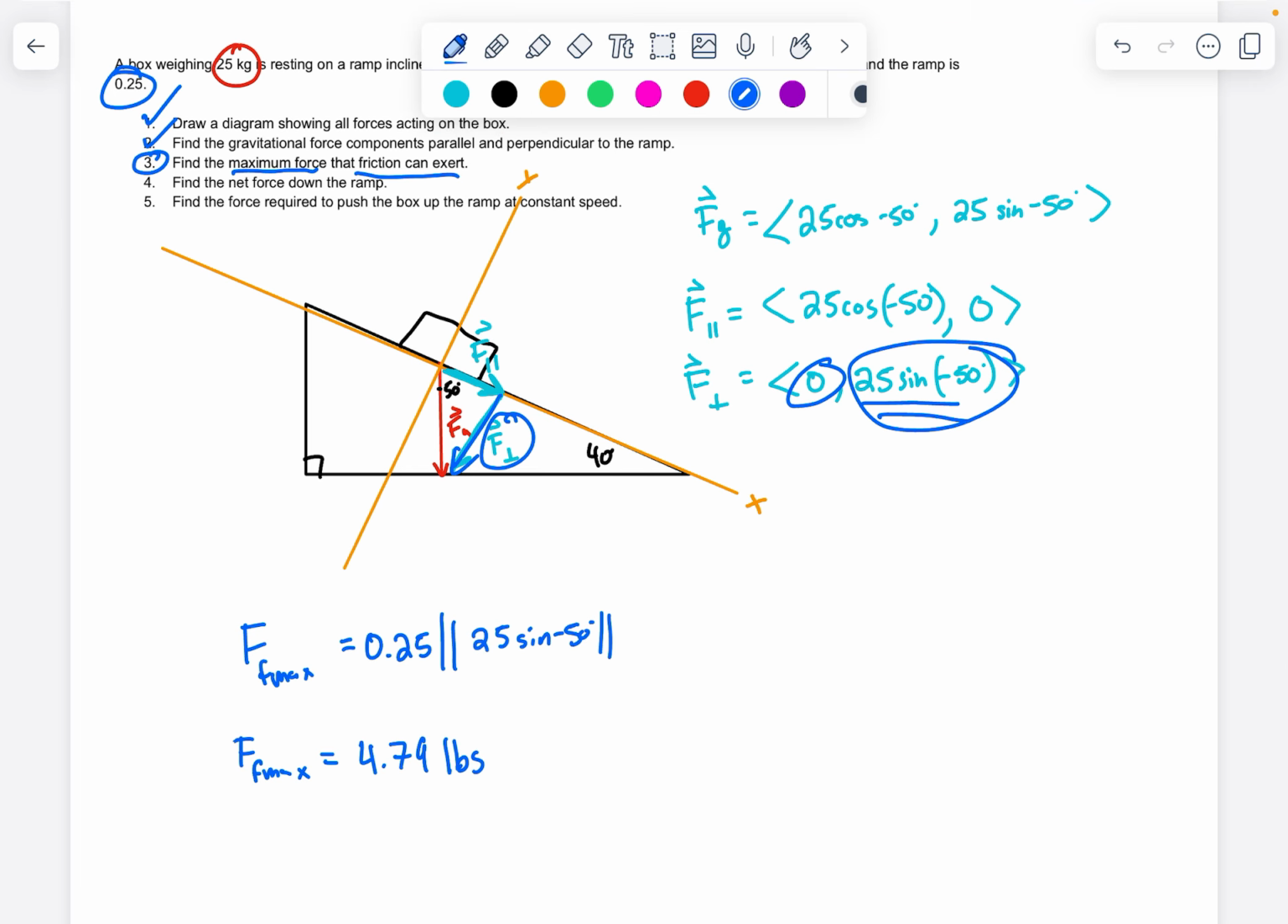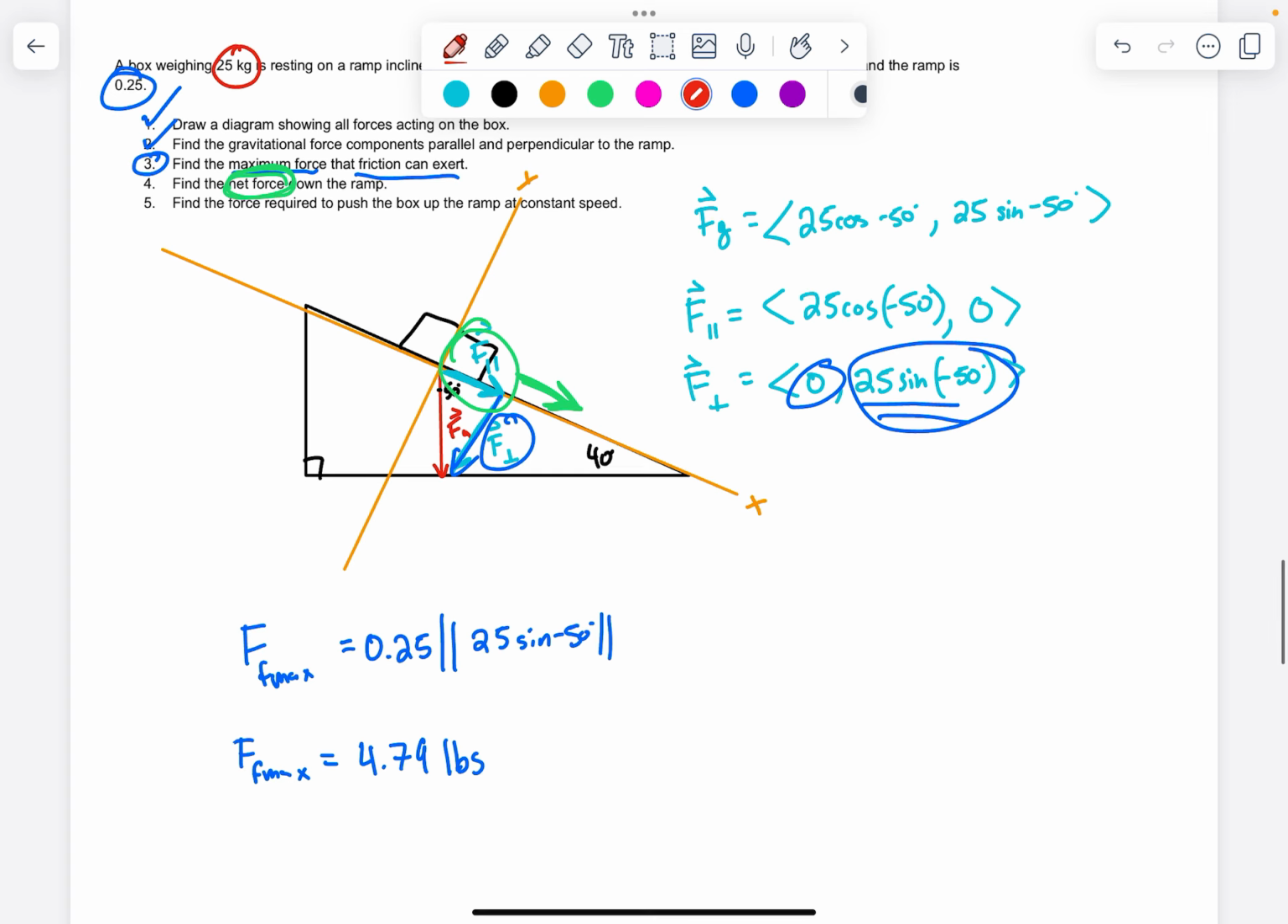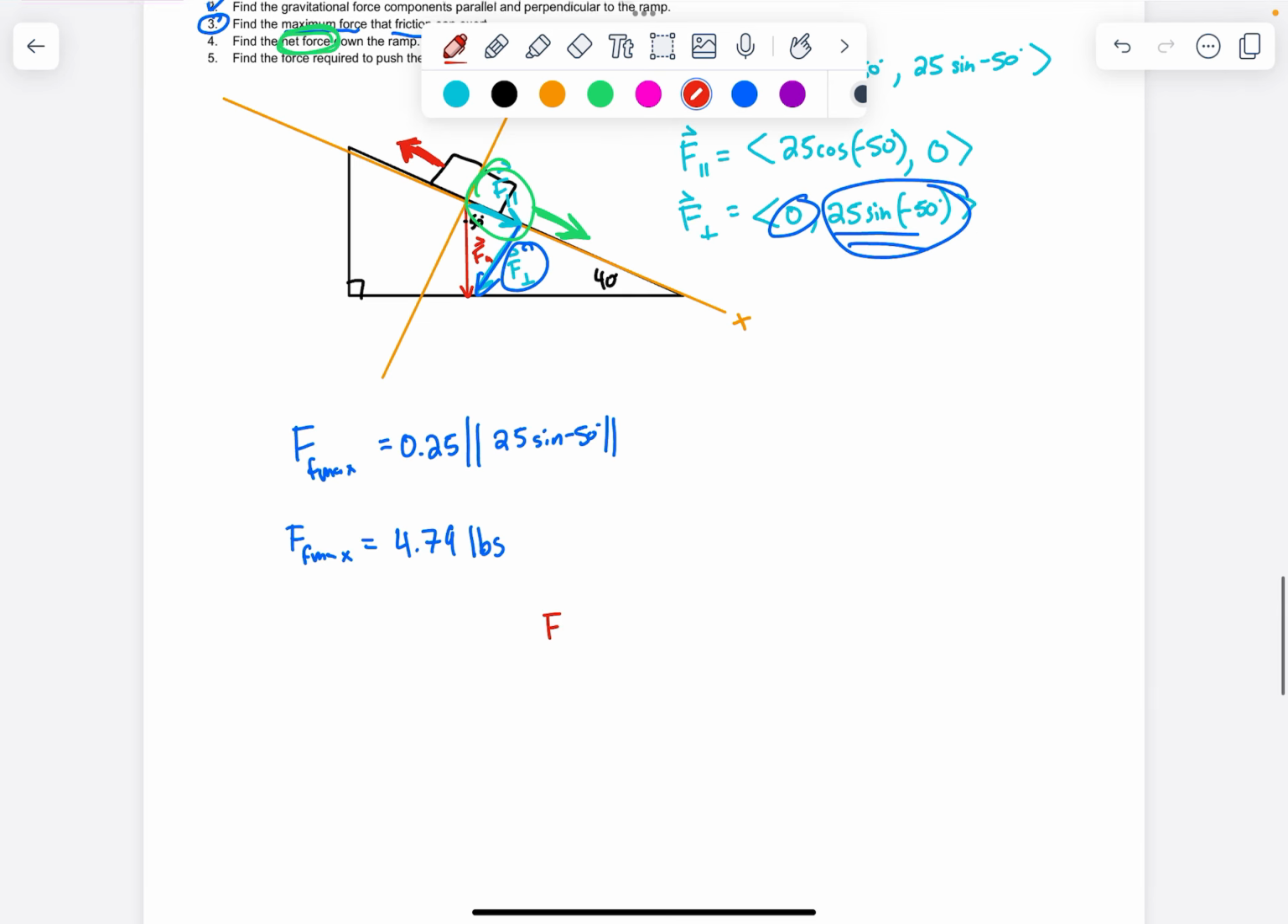Find the net force down the ramp. Now, net force is a pretty good indication that we're just adding forces. So that means we are taking this parallel force that's acting down the ramp, and then the friction force, which resists motion. If it's going to resist that force, because that's all that's happening, we can take the F parallel and add it to the force of friction. One note is this is a magnitude. I'll put it back in magnitude.